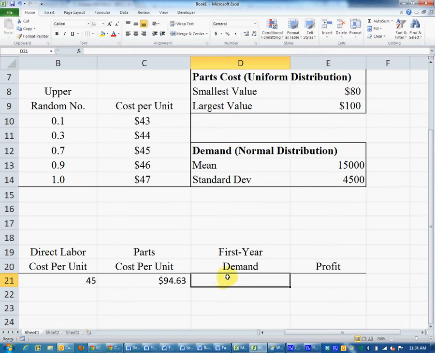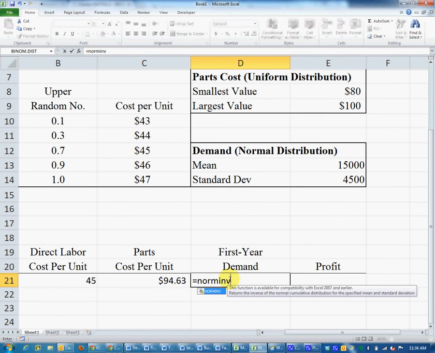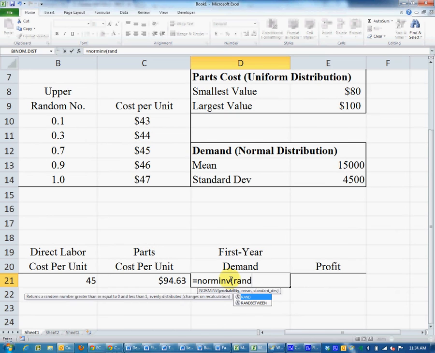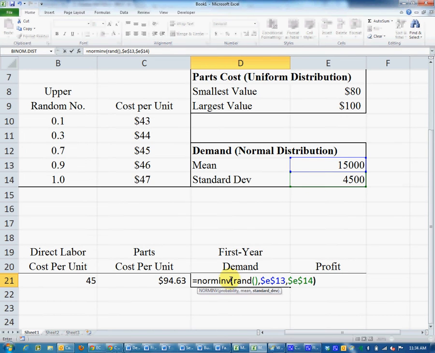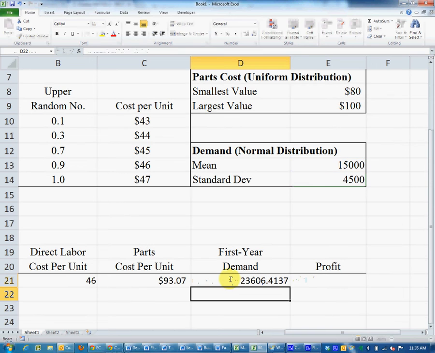First year demand. Okay, this is the normal distribution, so we're going to do it like we did the normal the other day. So we're going to go equal sign, NORM.INV, open parenthesis, RAND open close, comma, $E$13, comma, $E$14, close. Remember, we're doing the dollar signs so that we could do our trials. This first row will work, but that allows us to drag it down for 1,000 trials, or 500 trials in this case. All right, so if you enter it in, you should have a number within 9,000 of, well, it can be a little more or a little less. So you'd say somewhere between 3,000 and 27,000 would be where you'd want to be.